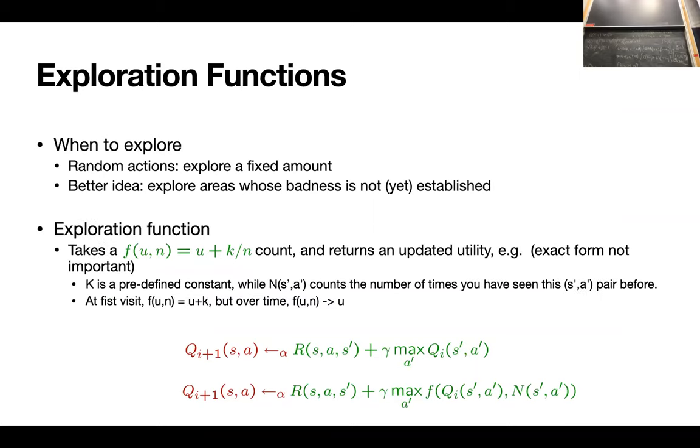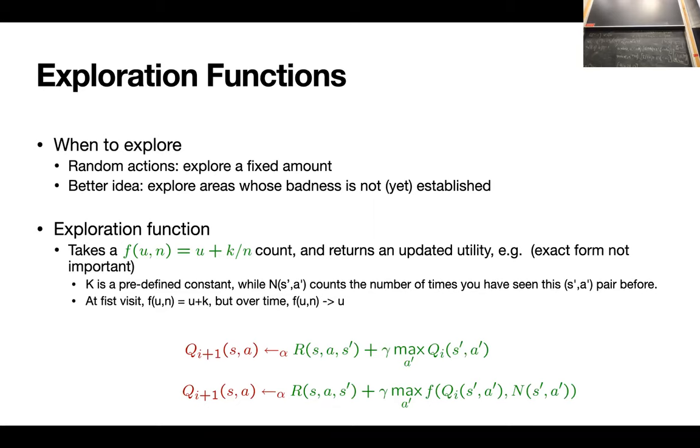So the idea is that initially, for k a fixed constant and n the number of times we visit a state, at the first visit we have f equal to u plus k. At the second visit, it would be u plus k over 2. At the third visit, it would be u plus k over 3, and so on. Over time, as we accumulate more and more counts, f of u, n will converge to u. So this is an example of a function that encourages more exploration. Does it make sense?